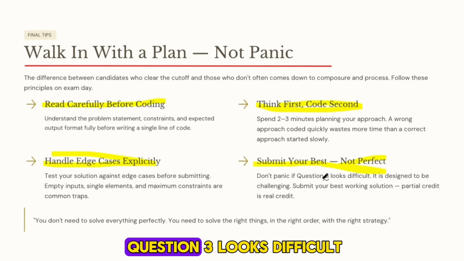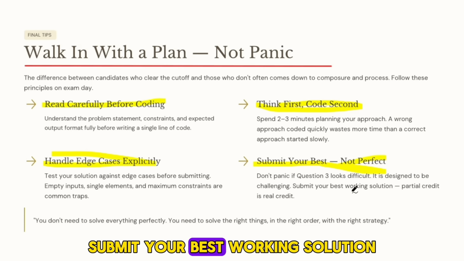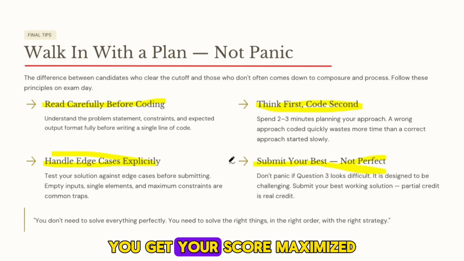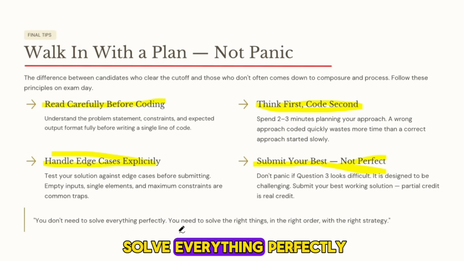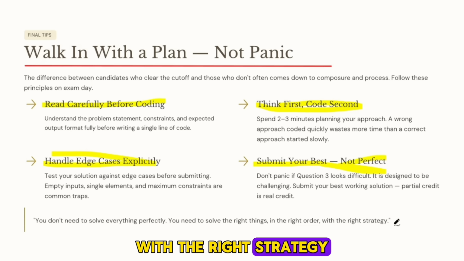Don't panic if your question 3 looks difficult. It is designed to be challenging. Submit your best working solution. Partial credit is real credit. You get your score maximized, that is the main target goal. You don't need to solve everything perfectly. You need to solve the right things in the right order with the right strategy.